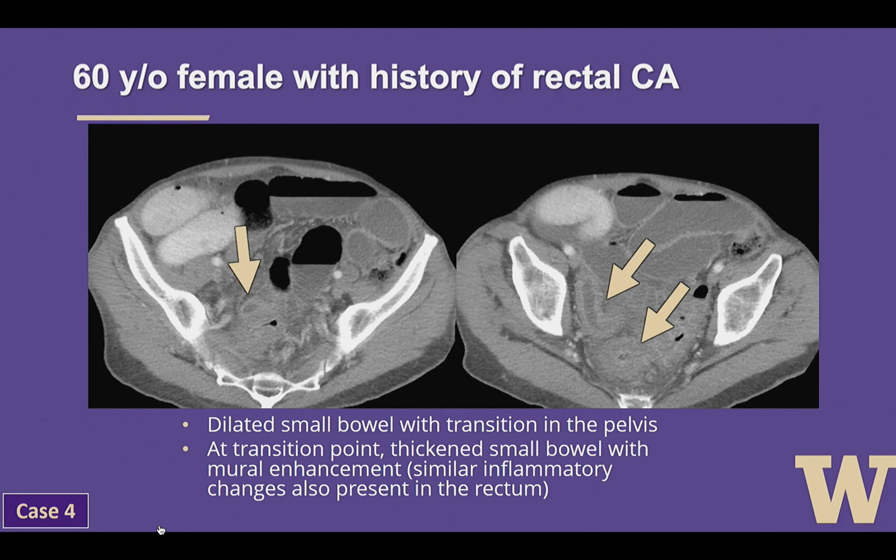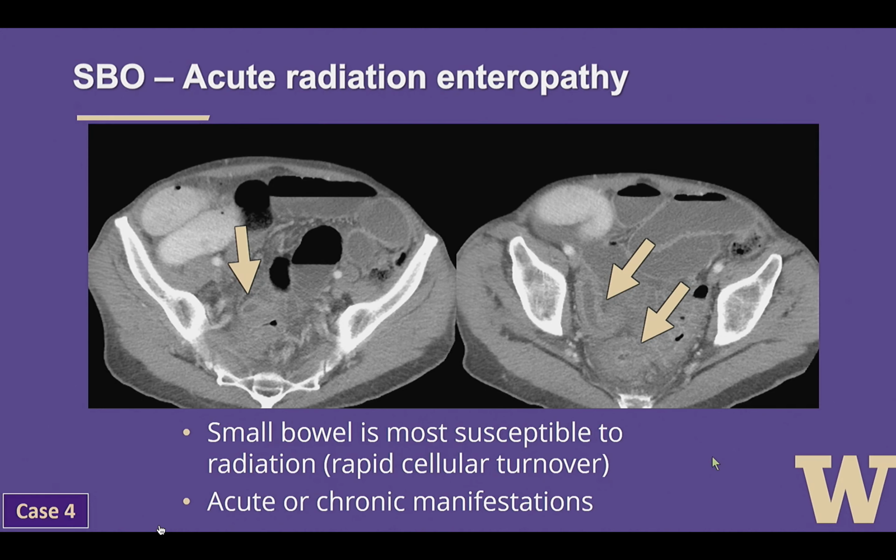So in her, we had dilated small bowel, which extended to a transition point in the right lower quadrant, which you see here. At the transition point, there's thickened small bowel with mural hyperenhancement and wall thickening. And you'll notice that there's similar inflammation of the rectum posterior to this area. And you'll also notice that these findings are relatively similar to the case I just showed you, but the history is different. So this was a case of small bowel obstruction from acute radiation enteropathy.